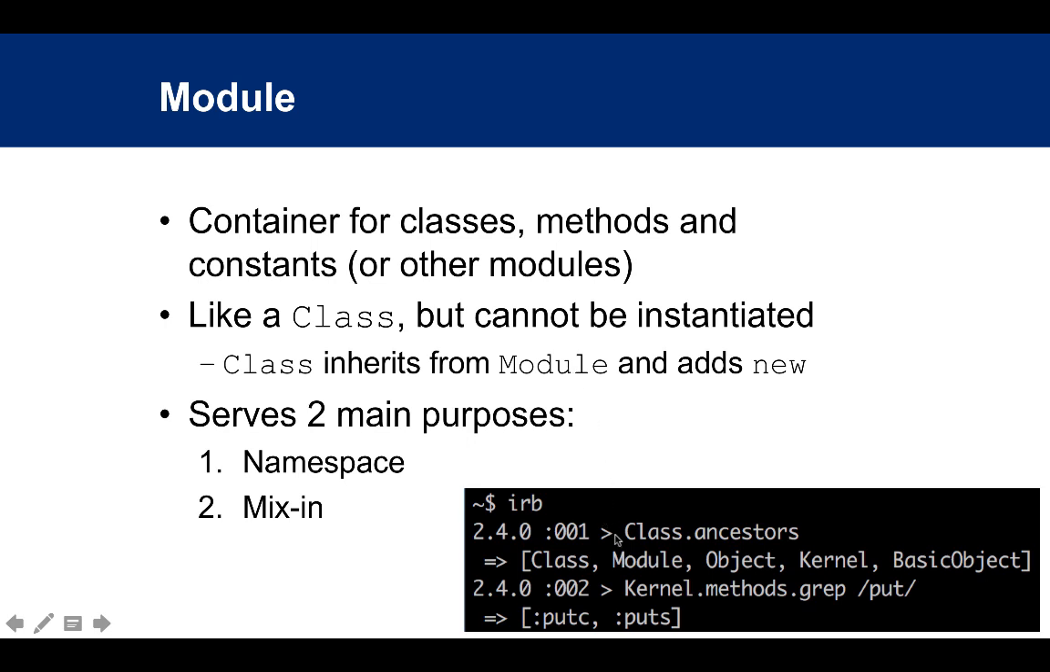So for example, if you do IRB and then you do Class.ancestors to see the ancestors of a class, you will see a hierarchy where you have Class, which extends from Module, which extends from Object. As we saw, everything extends from Object. And then Object extends from Kernel, and then BasicObject.